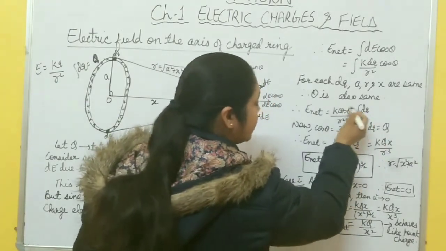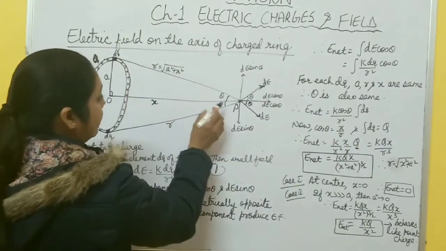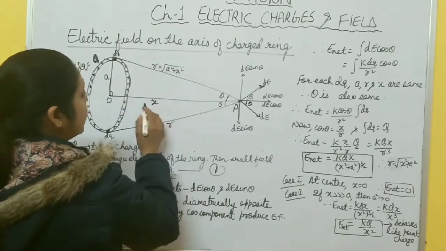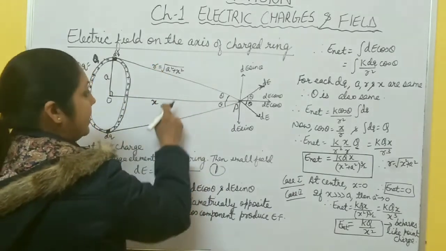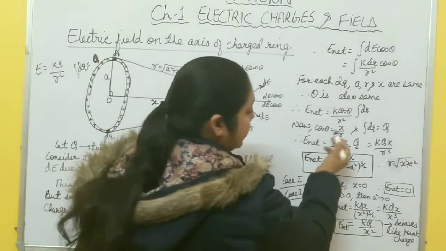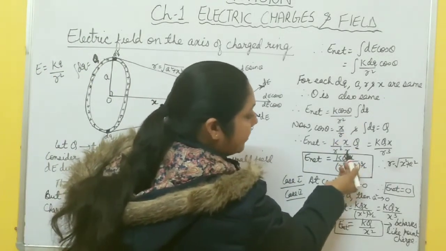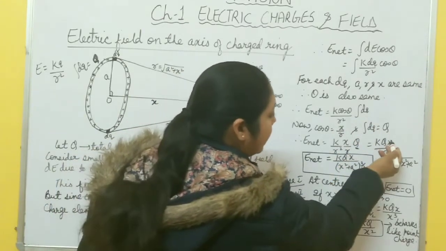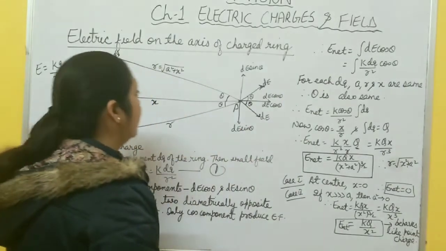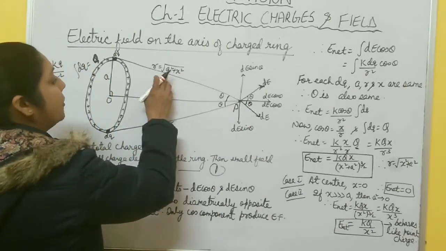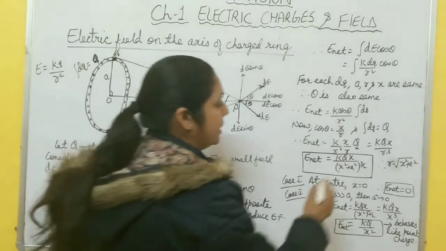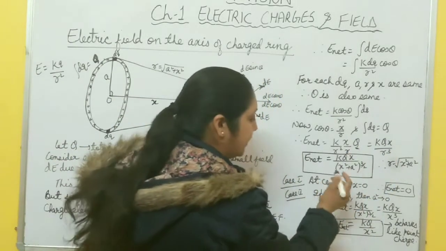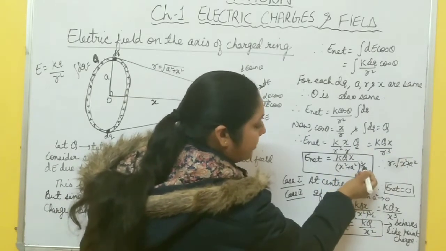And what is the value of cos theta? Look here, in this triangle, cos theta is x by r, base by hypotenuse. So put cos theta as x by r, and the integration of dq is the total charge q. It becomes kqx by r cube. Now you put the value of r, under root a square plus x square. So in place of r, you write x square plus a square to the power 1 by 2. Since it is cubed, it becomes 3 by 2, right?